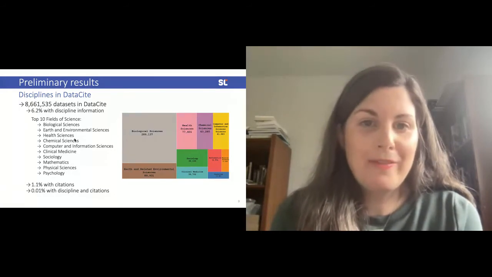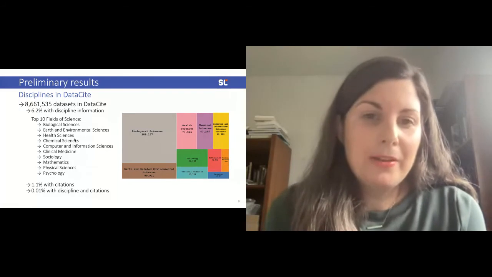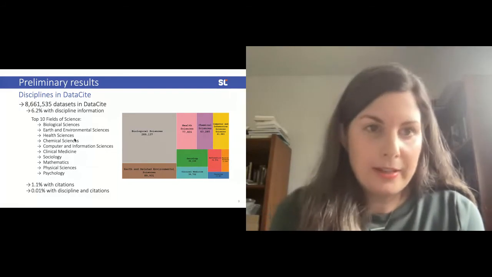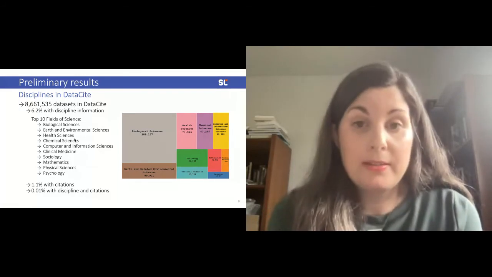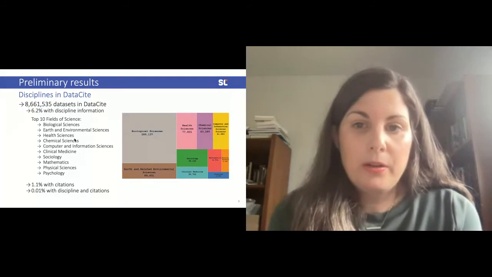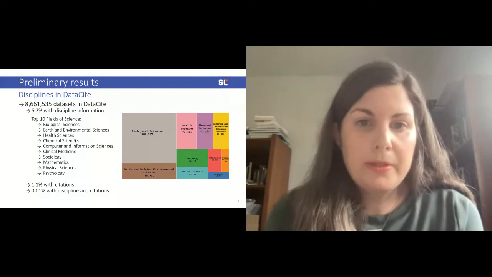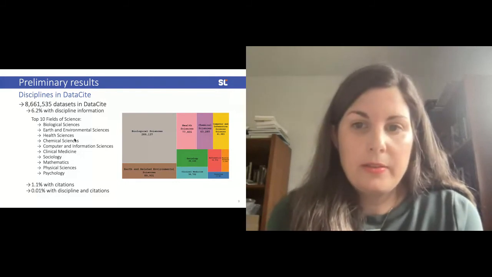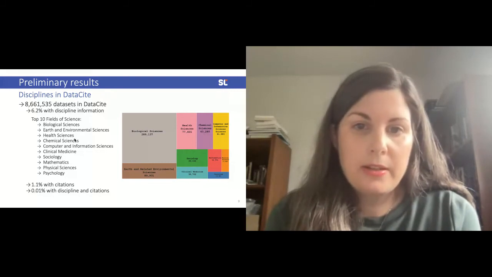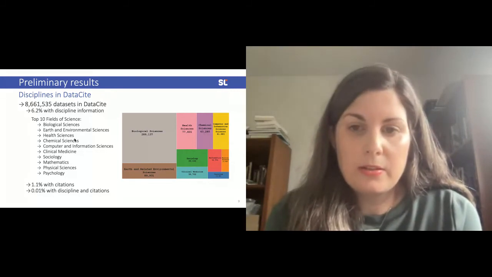So we already see we have a big problem here, because more than 90% of all data sets, we don't know what disciplines they come from. When we look at, among those 6%, what the most prominent fields are, we see that the biggest chunk is biological sciences, then earth and environmental sciences, health sciences, chemical sciences, and so on.